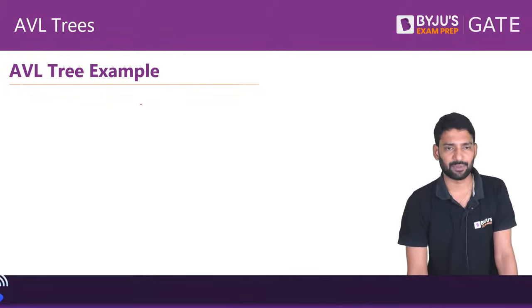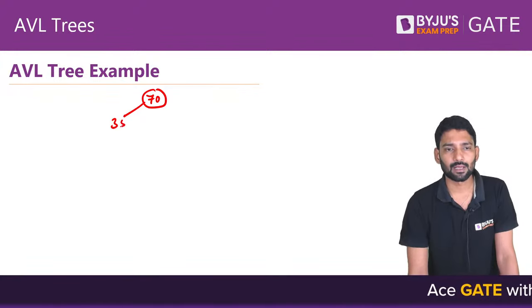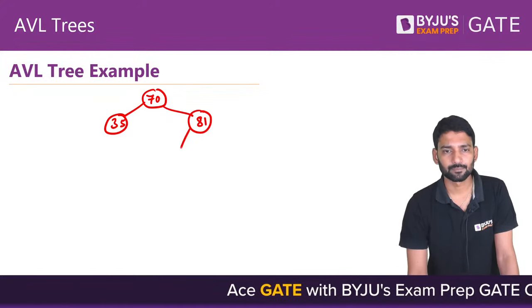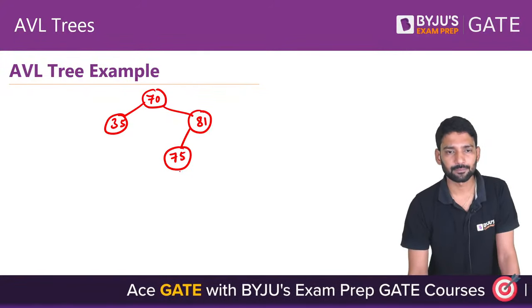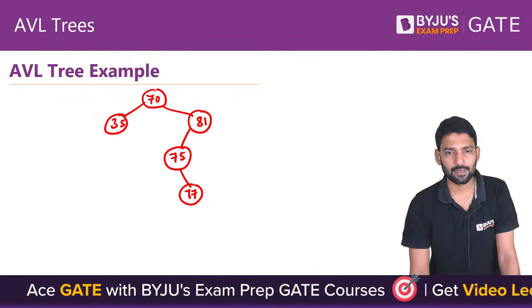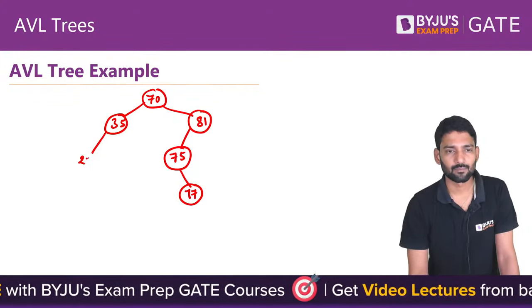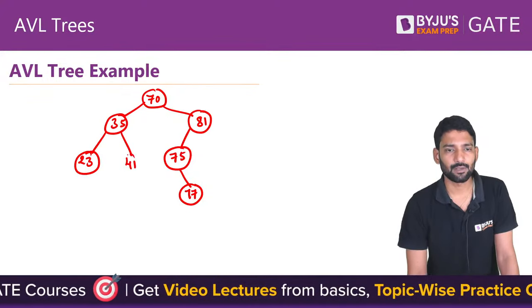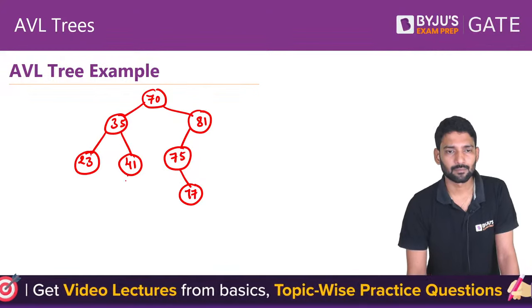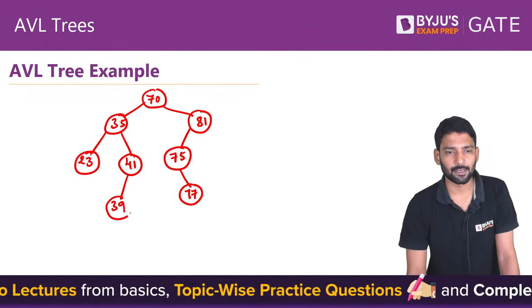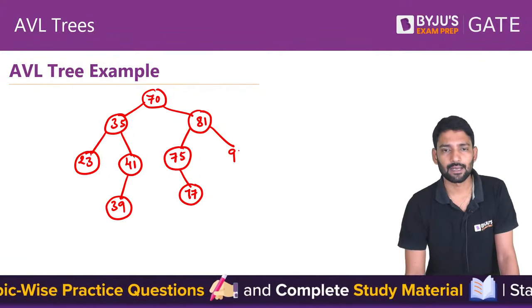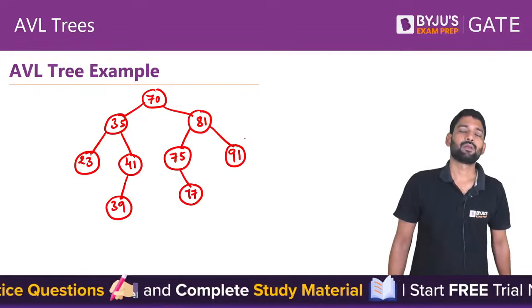Let me draw an example. 70, 35, 81, 75, 77, 23, 41, 39 and 91. Look at this tree.